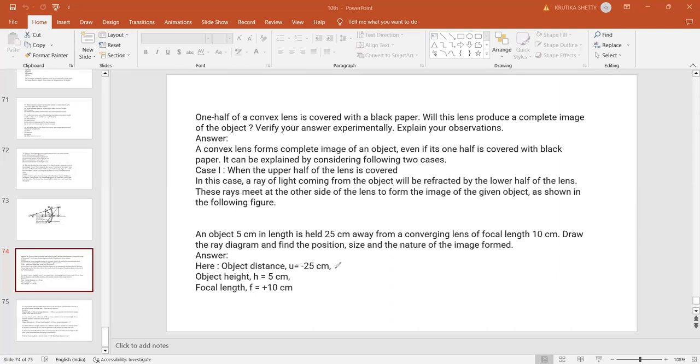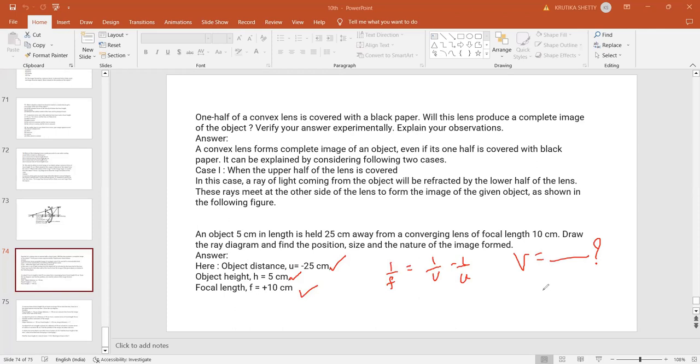According to that, you will note both are convex lens, therefore the object distance is minus 25 cm. Height is given 5 cm and the focal length is 10 cm. Therefore, 1 by f is equal to 1 by v minus 1 by u. We need the image distance, v. So substitute and find out.